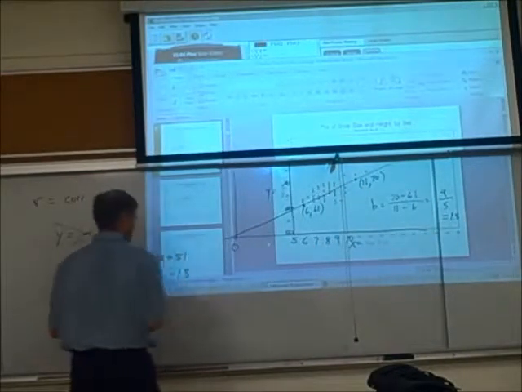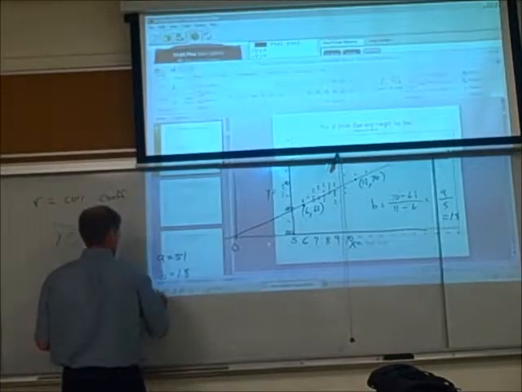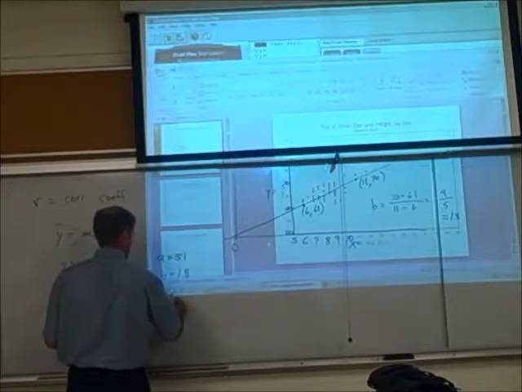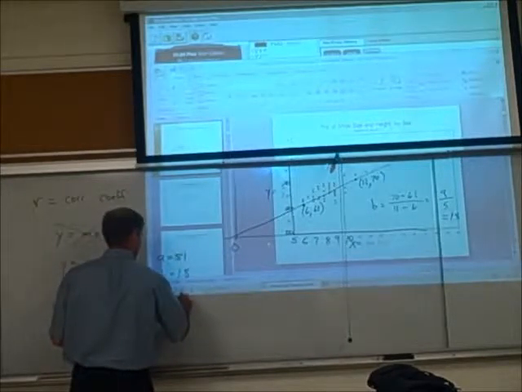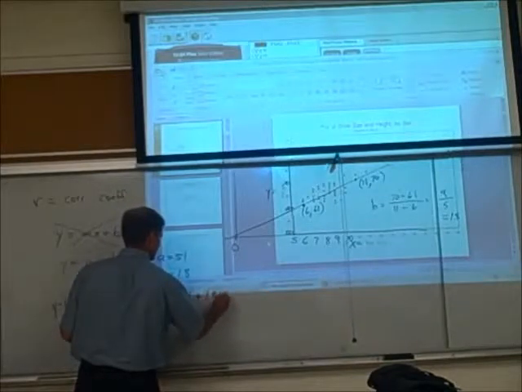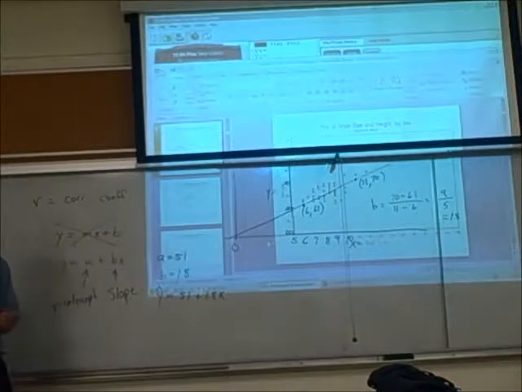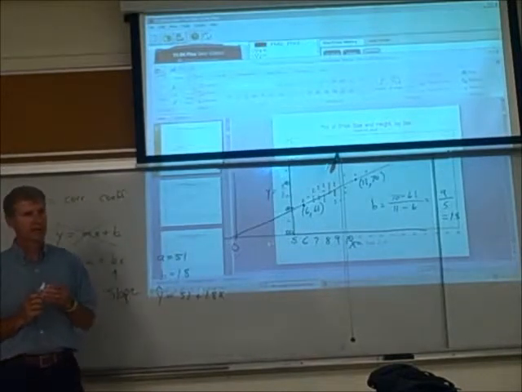is 1.8. So the equation of my line, I'm going to write like this. Y equals 51 plus 1.8x. And I'm going to put a hat on the Y. Do you know why I put a hat on the Y?